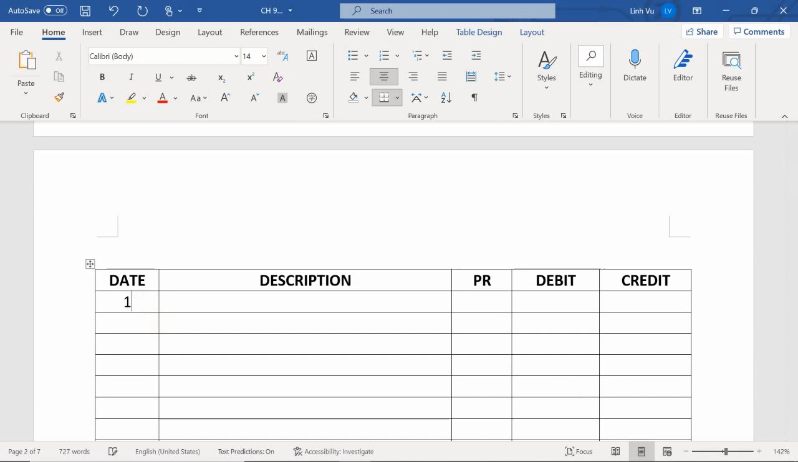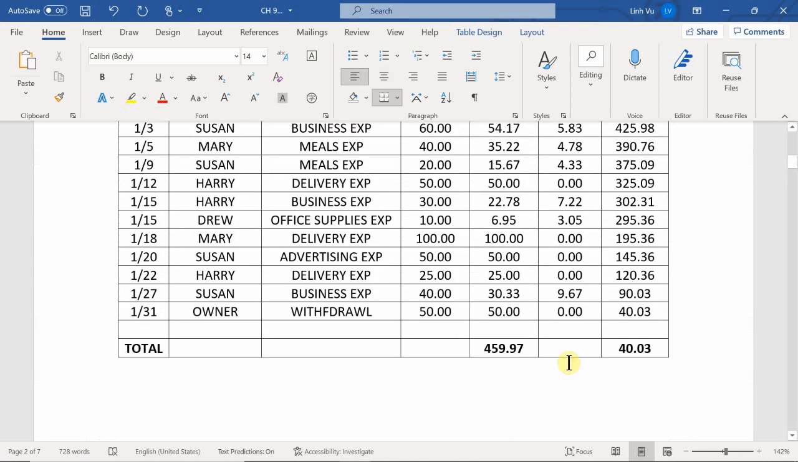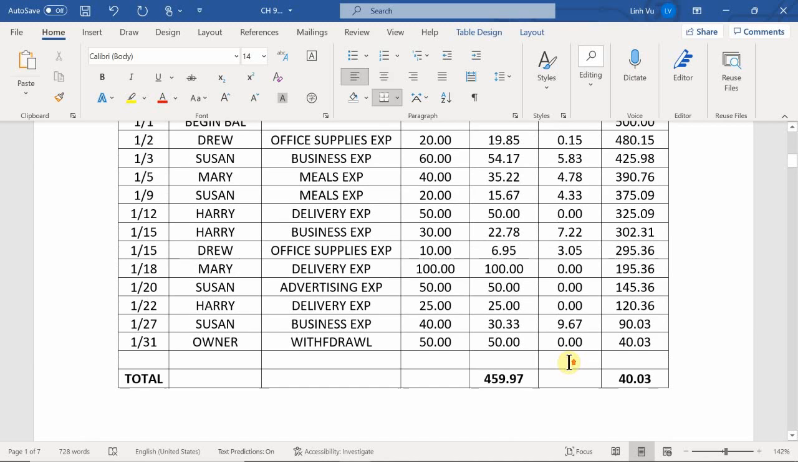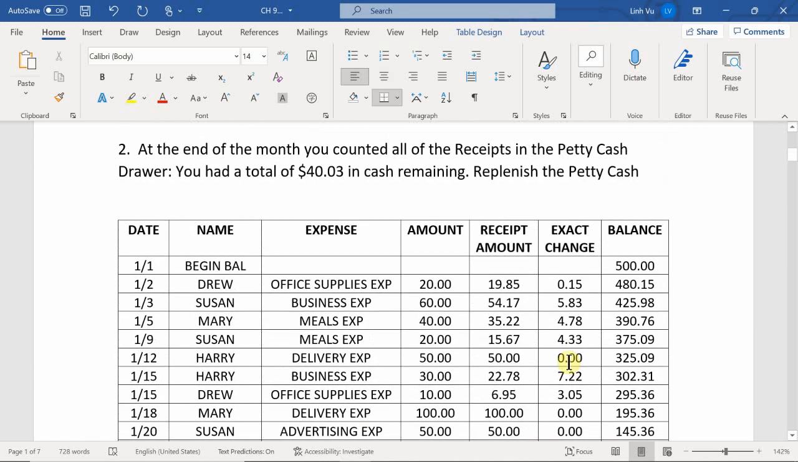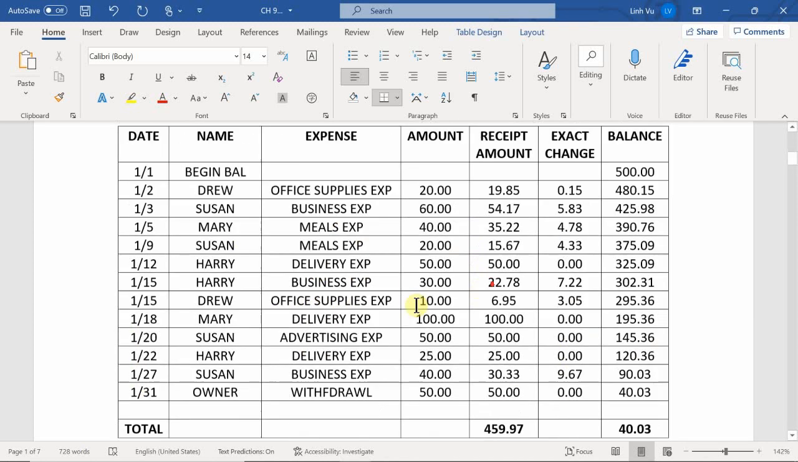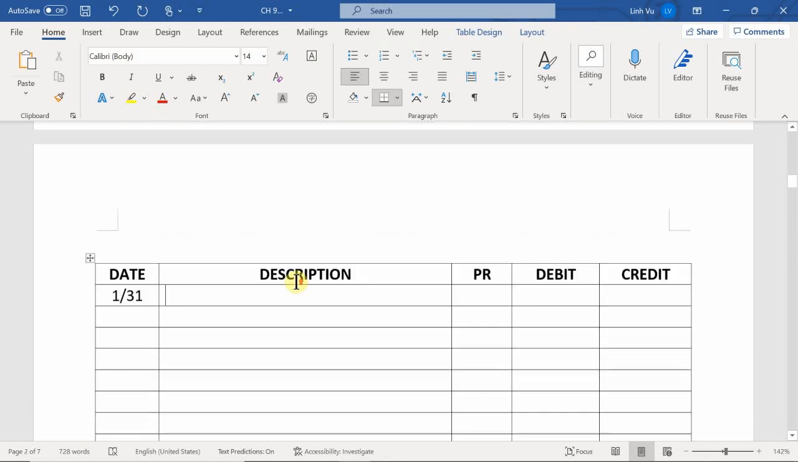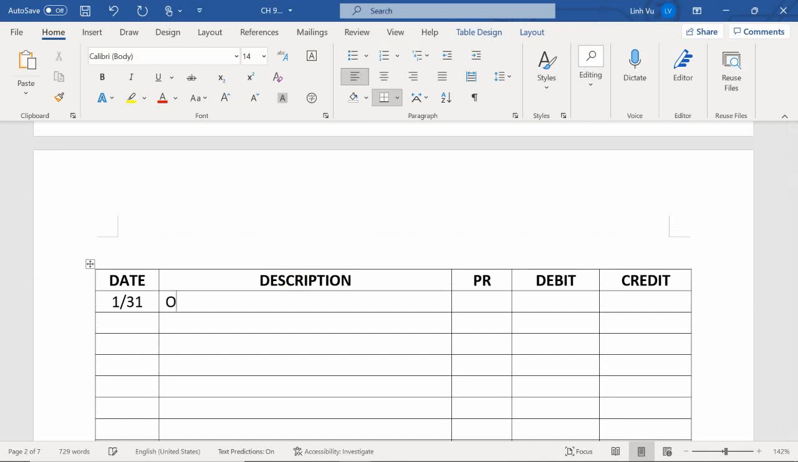So let's go ahead and complete my journal. It is now January 31st, the end of the month. You are replenishing the petty cash drawer. So we're going to recognize each individual account. In this case, office supplies expense was for $19.85. Okay, so that's my very first account that I used.